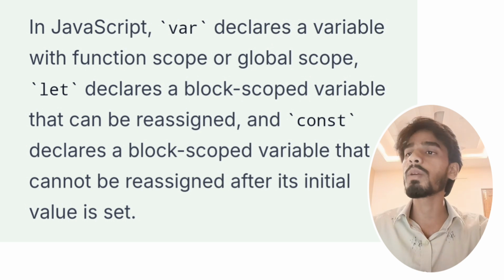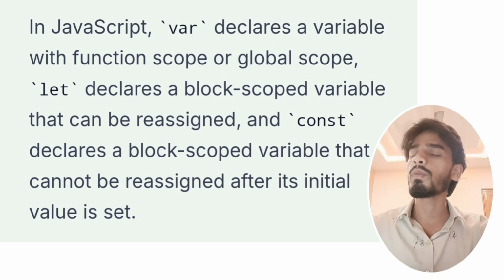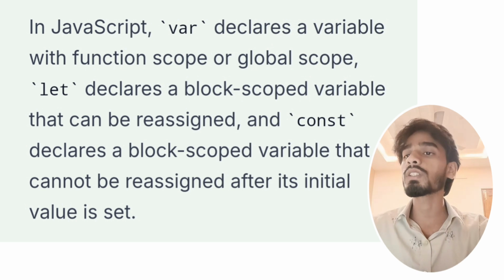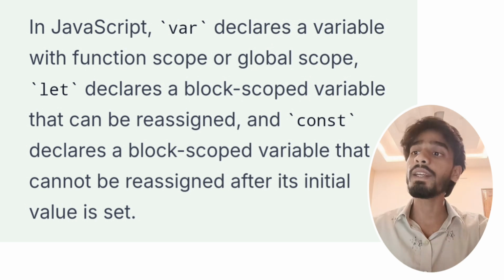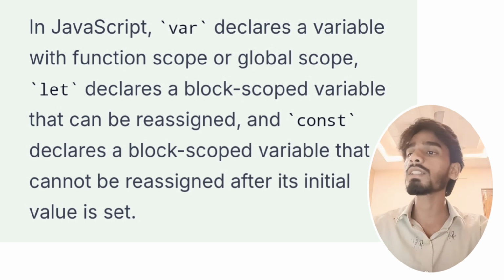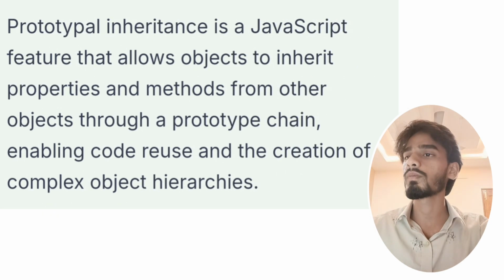Let us see variable declaration using var, let, and const. In JavaScript, var declares a variable with function scope or global scope. Let declares a block scoped variable that can be reassigned, and const declares a block scoped variable that cannot be reassigned after its initial value is set.